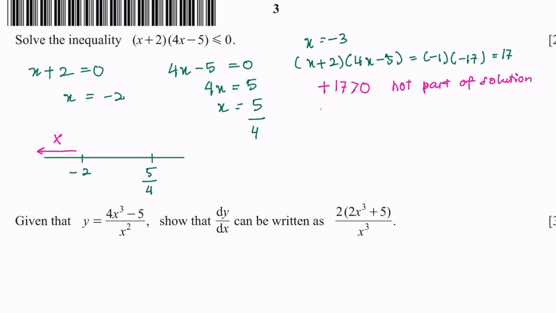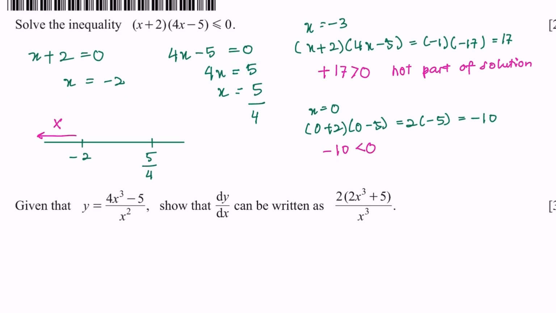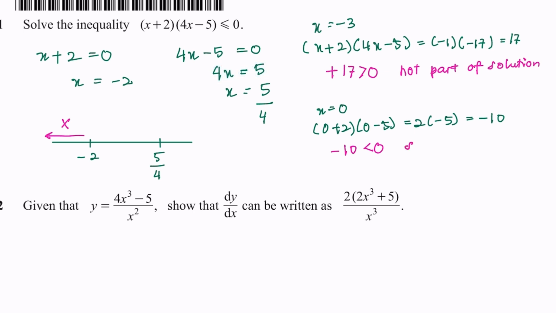Let's pick 0. x equal to 0. Let's substitute 0 plus 2, 0 minus 5. That's going to give me 2, negative 5. That is equal to negative 10. Negative 10 is less than 0. Our inequality is satisfied over here.